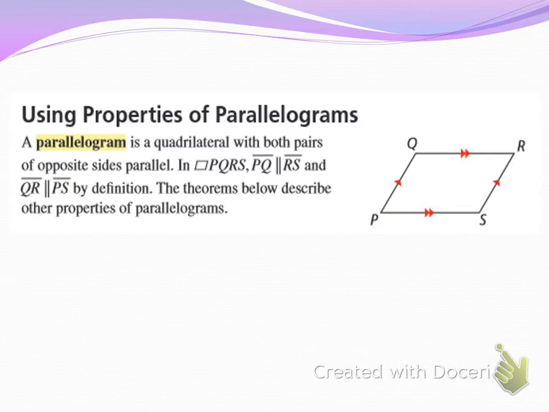But a square is a type of quadrilateral and a type of parallelogram. Does that make sense? It's all of the above. And we'll talk more about that, I think, on Monday when we go over the properties. But nonetheless, parallelograms have four properties.